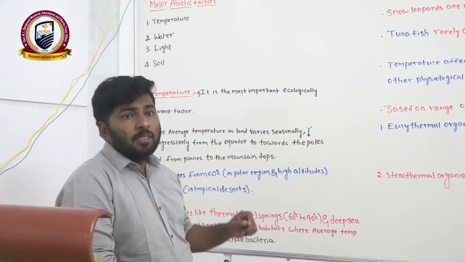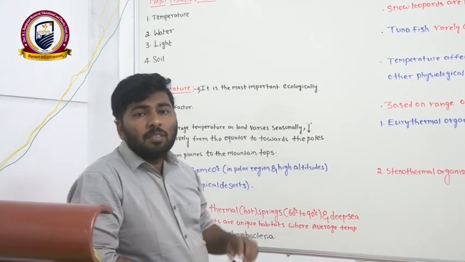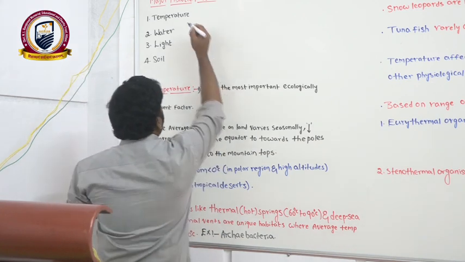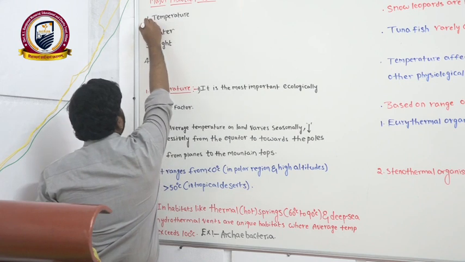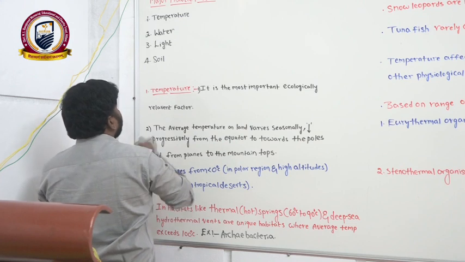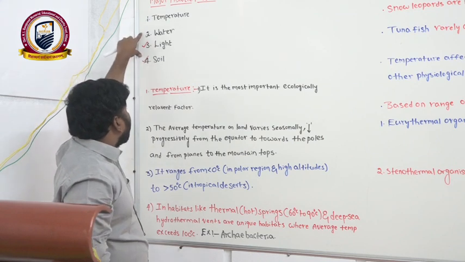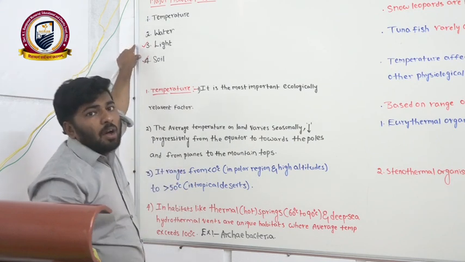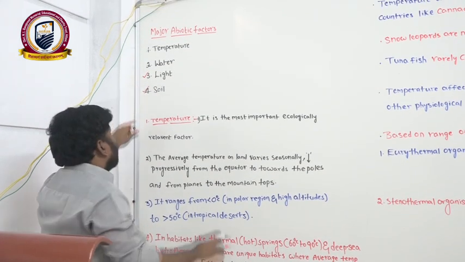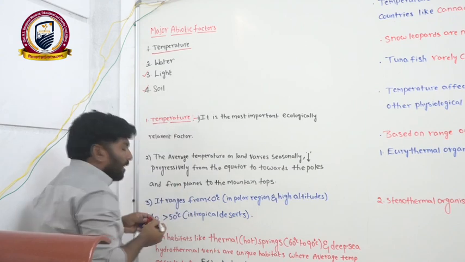Today we will discuss the various abiotic factors and how they affect the organism's life. Now we can see the various abiotic factors, namely the first one is temperature, second one is water, third one is light, fourth one is soil. These four abiotic factors, how they affect the organism's life, we will discuss clearly in today's session. Clear? First, we will take up temperature.